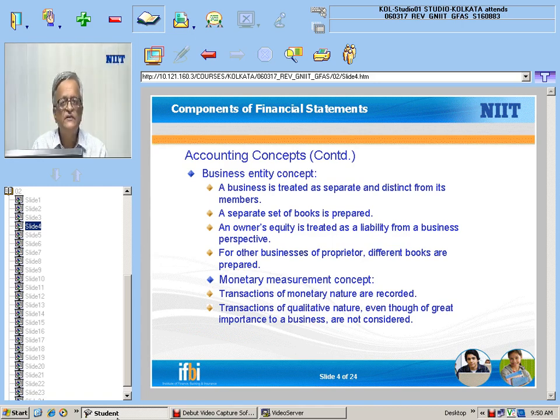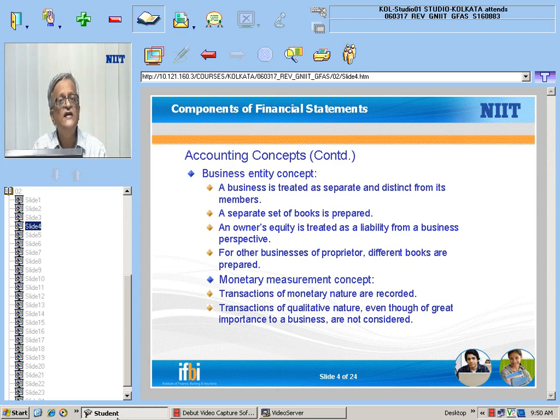Second concept, monetary measurement concept. Transactions of monetary nature are recorded. Only transactions which relate to money matters are recorded. So this is another important concept. What is that? Monetary measurement concept. Transactions of monetary nature are recorded.